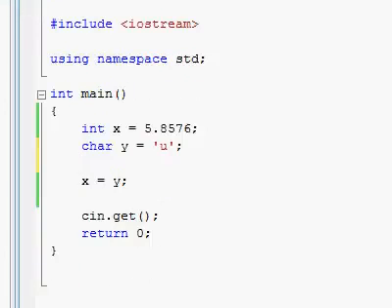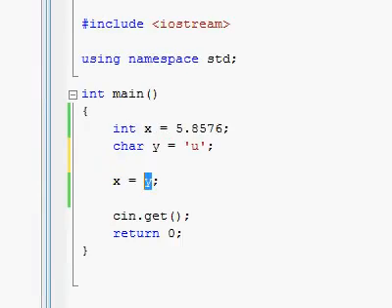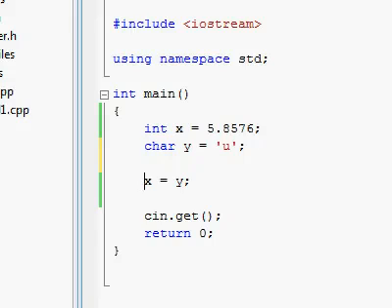So we have a solution to be able to take whatever is inside y and put it inside x. What ends up happening over here is that the number 117 is going to get inserted into the variable x. So getting back to our character variable, what you could really do is type char y equals 117, and that will have the exact same effect as typing one quote U and another quote.